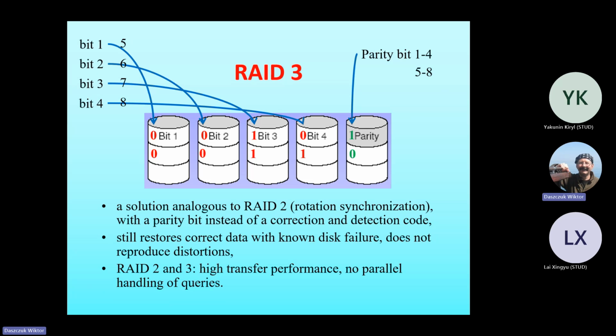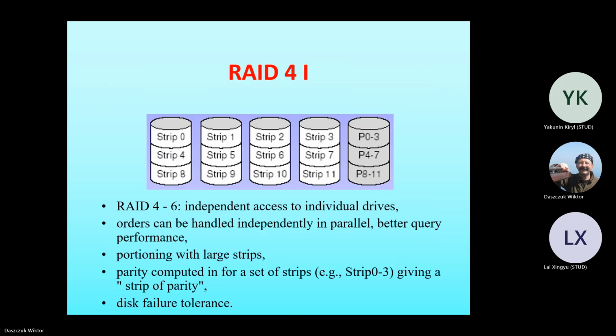But forget about this. We do not use RAID 3 because of the synchronization of the spinning velocity of the disks. RAID 4 is similar to 3, but instead of parity bits, we have parity stripes. We have stripe 0, 1, 2, 3. For every bit in 4 stripes, in this example 4, it could differ.